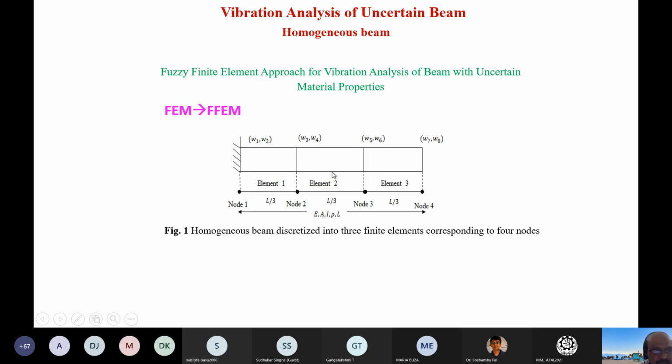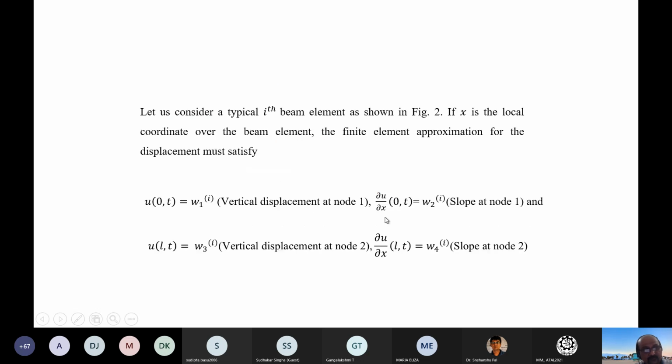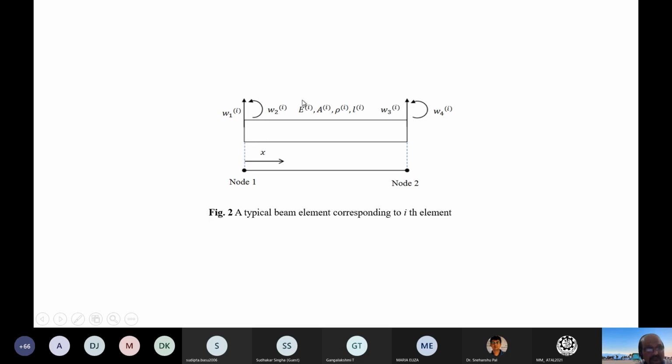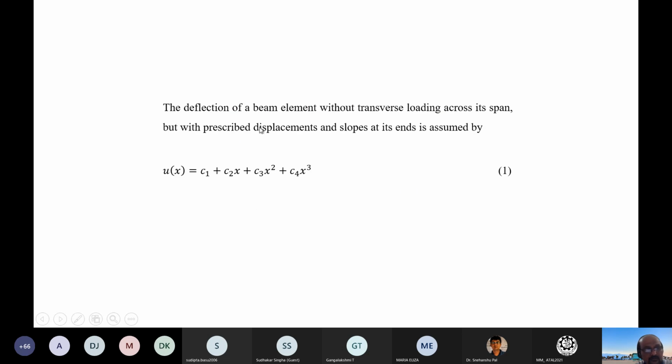See, we have divided into 3 elements, with node 1, node 2, node 3, node 4. So all these finite elements are discretized with these 3 finite elements. These are the displacements, and this is the typical beam element. And remember, we have taken these parameters as uncertain. So these are standard finite elements.